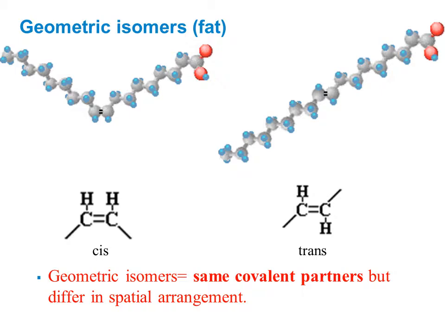For those of you that forgot the geometric isomer, here's the image again. If we hold one of the carbons in this image and rotate the other carbon 180 degrees, we change the spatial arrangement around that same covalent partner. This is a geometric isomer. So therefore, in the fat example, the tail would appear to be straight, therefore forming a solid, but it has the double bond still.